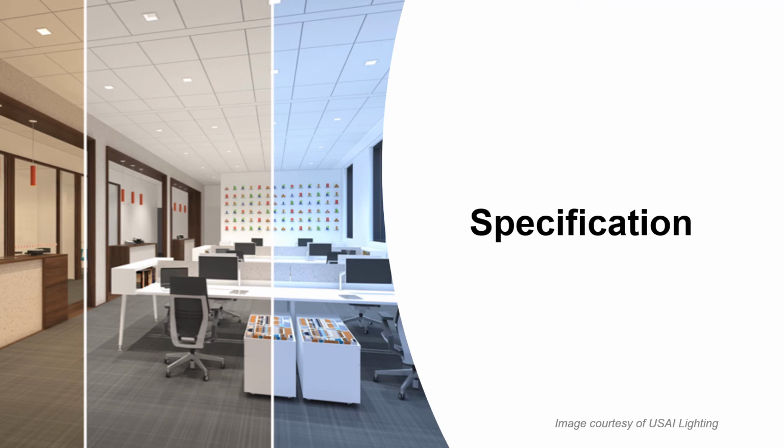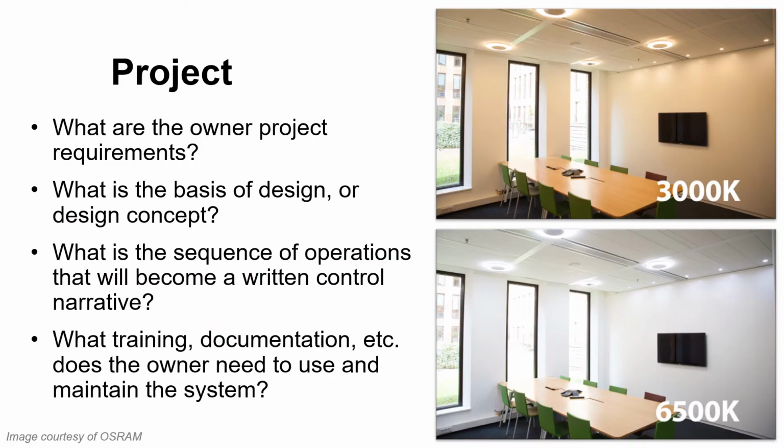Now that we understand our solution options for tunable white lighting, we can begin asking the questions that will inform our specification. Of course, the first step is to identify the owner project requirements. The owner should clearly express the application need. From these requirements, the designer can create a concept for a system that will satisfy the owner's requirements.